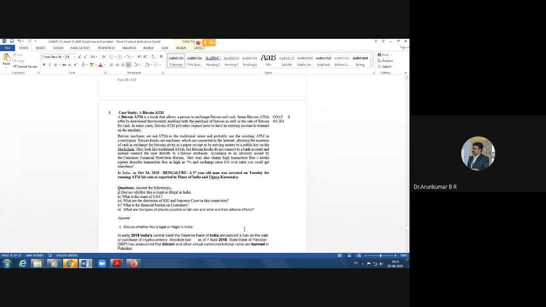So, given this information, you may be asked to answer the following questions. Discuss whether Bitcoin is legal or illegal in India. What is the stand of USA? What are the directions of RBI and Supreme Court in this connection? What is the financial burden on customers? What are the types of attack possible on Bitcoin and what are their adverse effects?